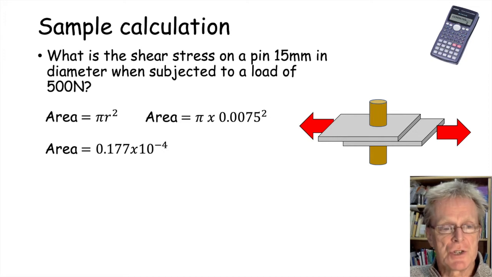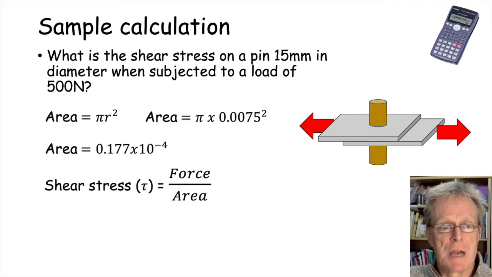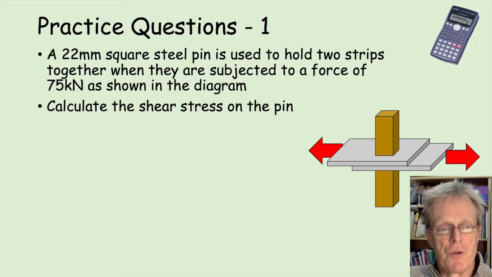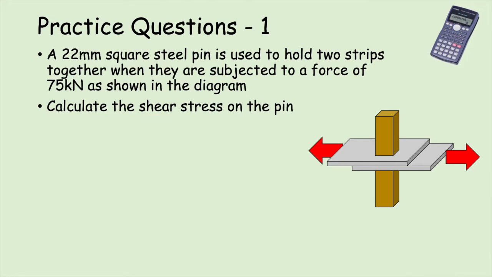Now the shear stress we know is the force over the area. So in this case the force is 500 newtons divided by an area of 0.177 times 10 to the power of minus 4, which gives you 2.83 times 10 to the power of 6 pascals, or 2.83 megapascals. So here's a question for you to have a go at. Read it through very carefully and now pause the video.